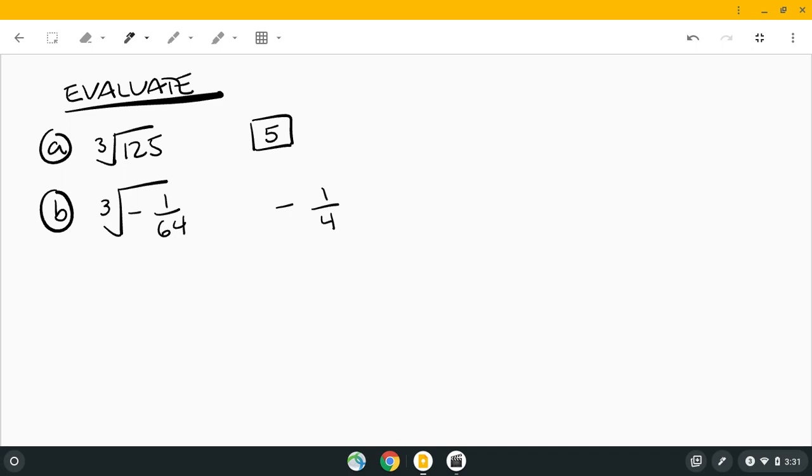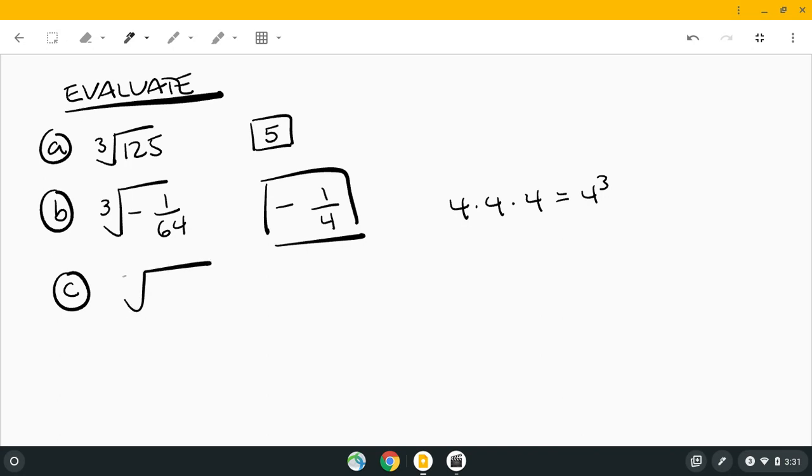4. Not 8. 8 squared is 64. We're looking for something cubed to make 64, and that would be 4, because 4 times 4 times 4 is 64. Okay, this is 4 to the third power. So cube roots, we're looking for something to the third power. Okay, all right, let's try this one.